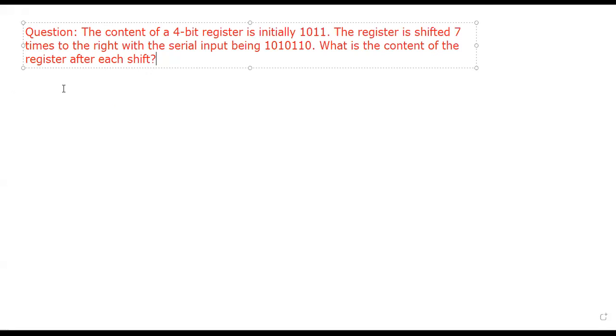Let's go through the question. The content of a 4-bit register is initially 1011. The register is shifted 7 times to the right with the serial input being 1010110. What is the content of the register after each shift? Here we can start the solution part for this question, but before that, we must understand the concept.